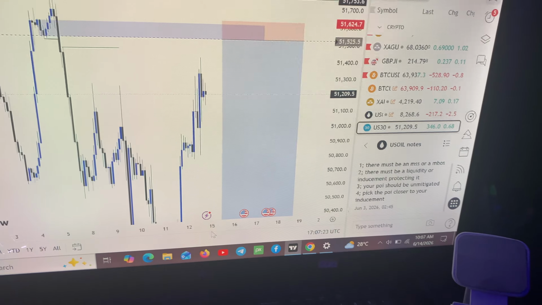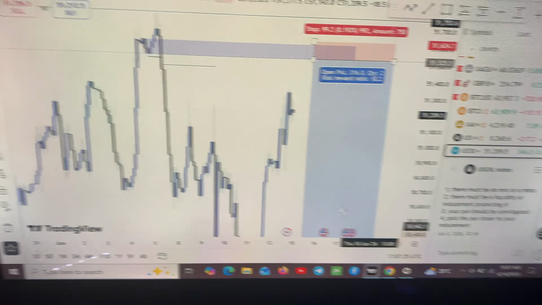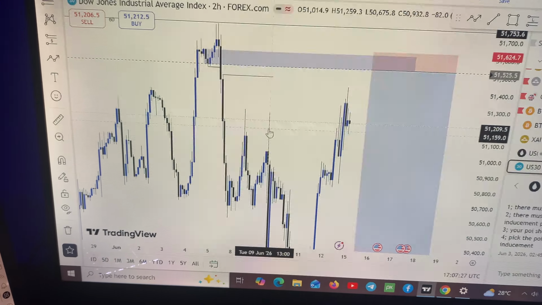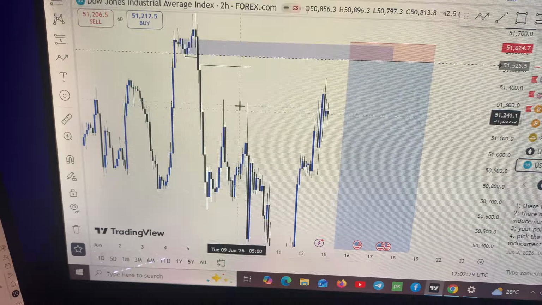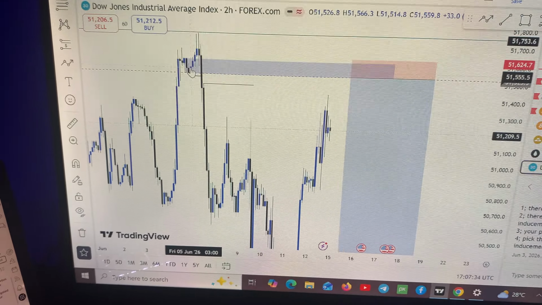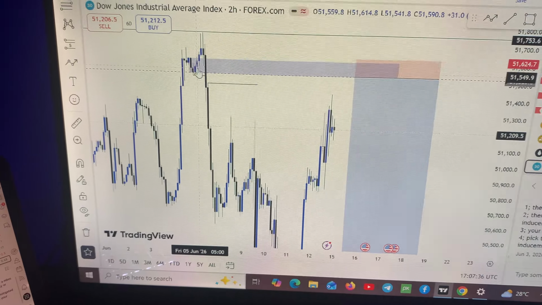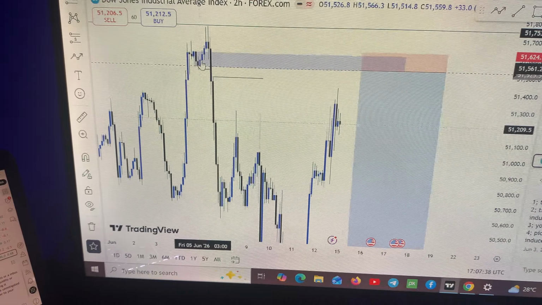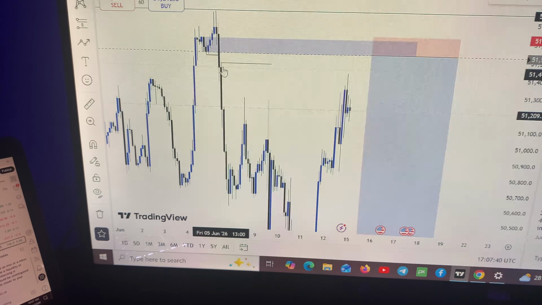So rule 3 says your point of interest should be unmitigated. Your POI that you are picking your entry from should be unmitigated. Which one is my POI right here? My POI is this breaker block that is closer to my inducement.